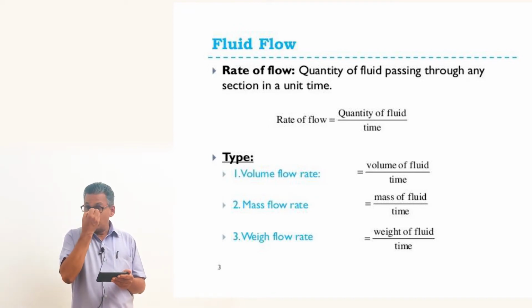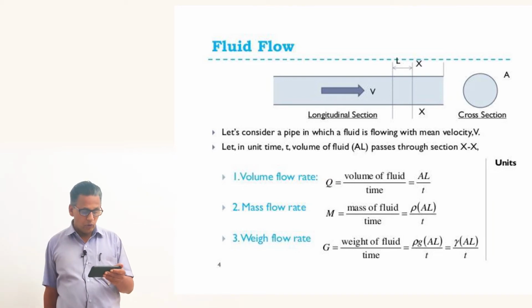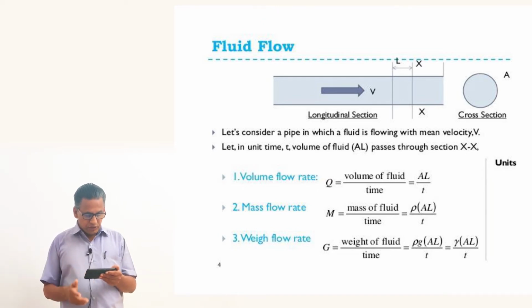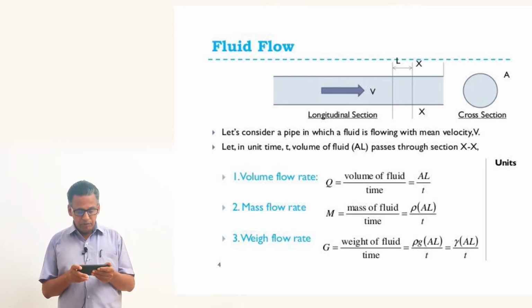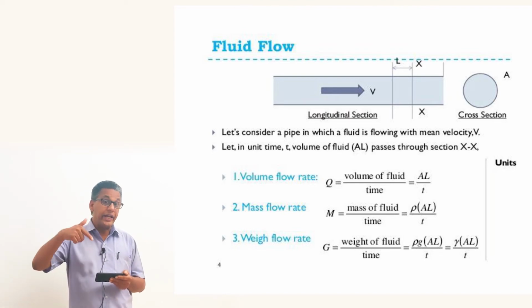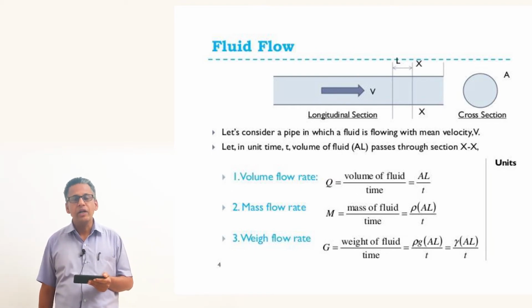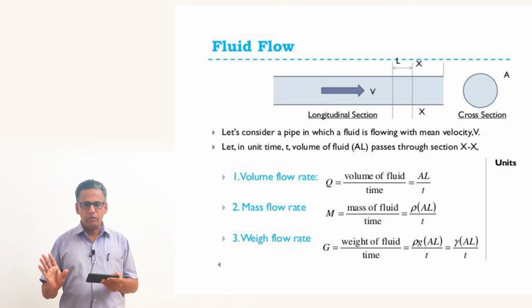We can say it in these 3 ways. Now how do we find it? See the figure. In the figure, a liquid is flowing through a conduit. In a time t, the liquid passes a particular distance. Volume flow rate is equal to volume of fluid divided by time. So what is the volume? L is the distance travelled in a time t, and A is the area of cross section of the conduit. So volume is A into distance L, divided by time. So AL by time is the volume flow rate.